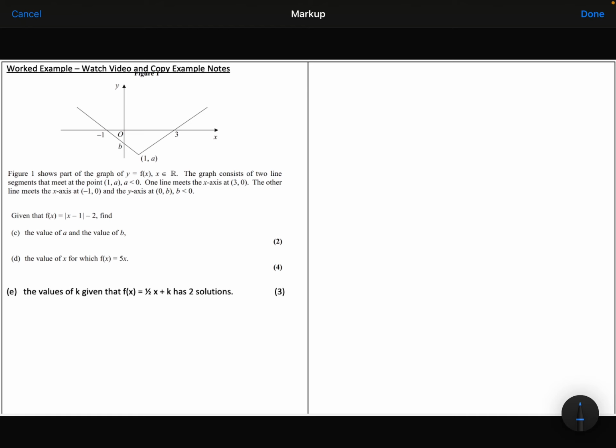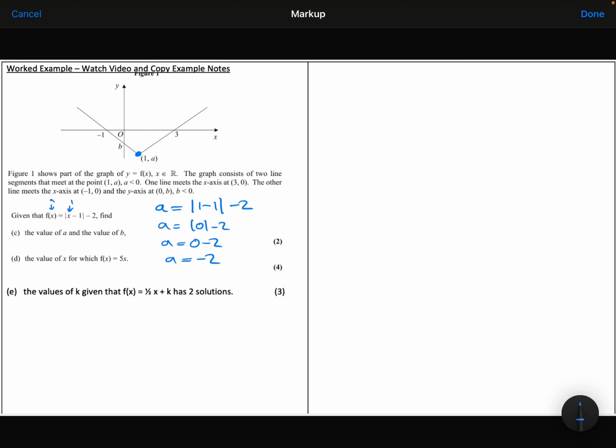Okay, so for the value of a, I know at this point here that x is 1, y is a. So if I substitute that into the function, I get a is equal to the modulus of 1 minus 1, minus 2. 1 minus 1 is 0. The modulus of 0 is 0. So therefore a is minus 2.